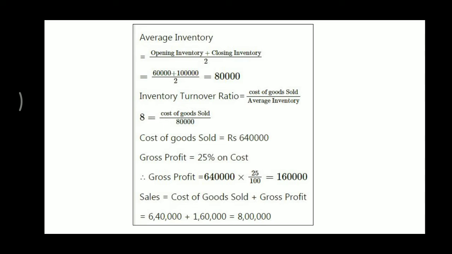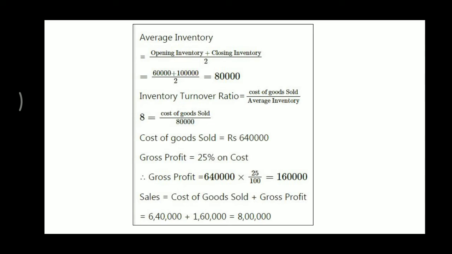inventory in the beginning of the year is 60,000. Inventory at the end is 1 lakh. So opening inventory is 60,000 and closing inventory is 1 lakh. So easily we'll be able to calculate the average inventory. Then inventory turnover ratio is given as 8 times. And selling price 25% above cost is given, that you have to keep in mind. The selling price is 25% above cost. So you are supposed to calculate gross profit and revenue from operation.